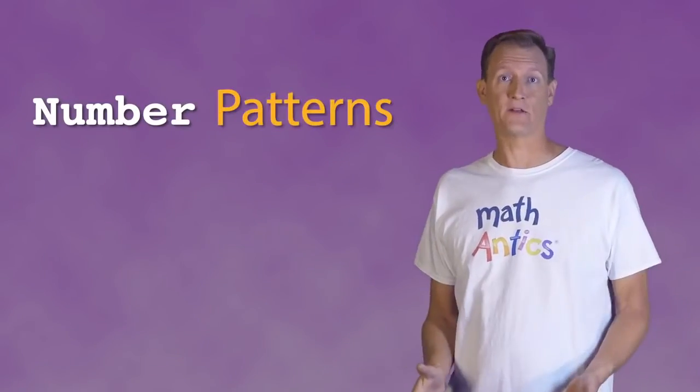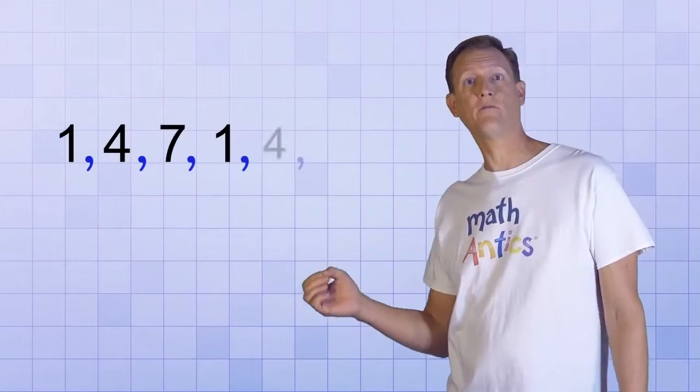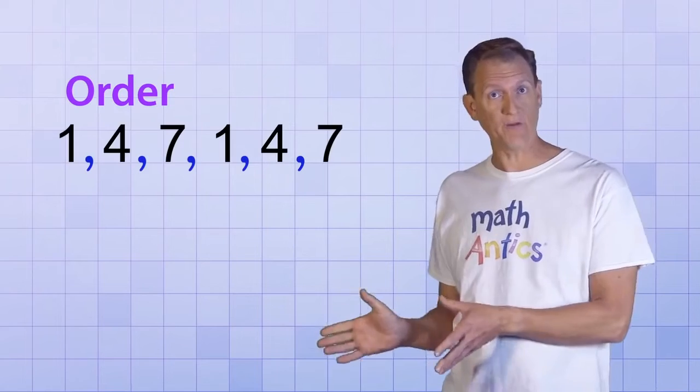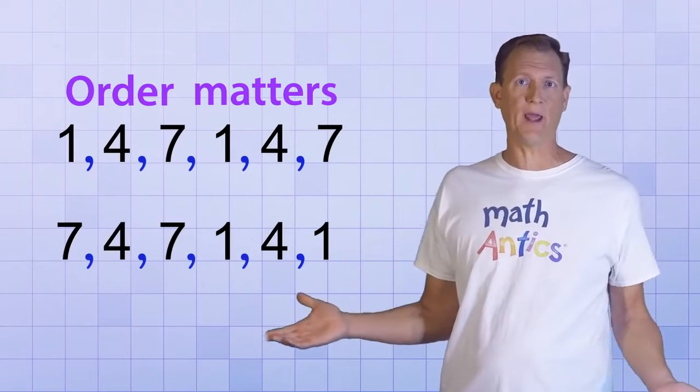Anyway, number patterns can be formed by repeating numbers, like this, 147, 147. Notice how the order of the pattern really matters? If you switch any of the numbers, it becomes a different pattern.